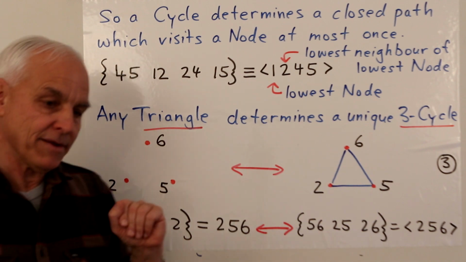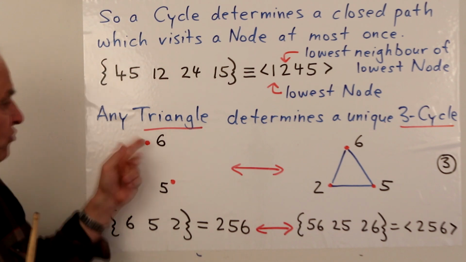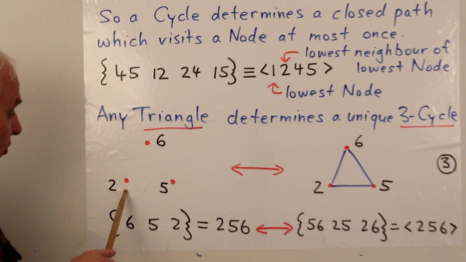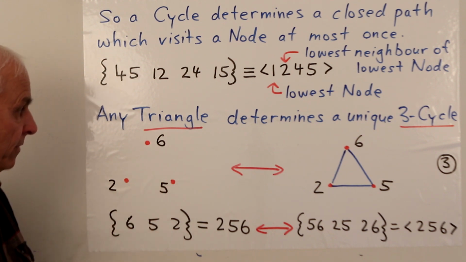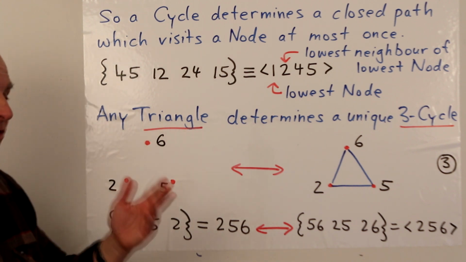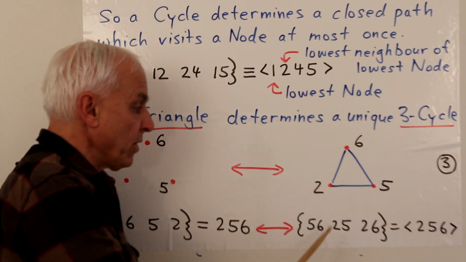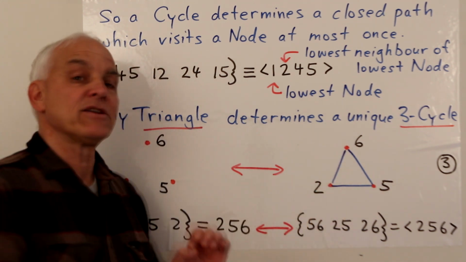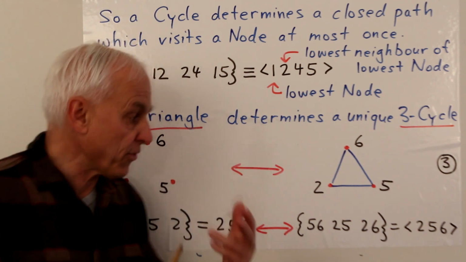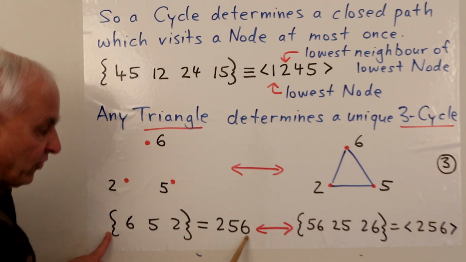Okay, now let's look at some interesting smaller cases. How about a triangle? If we have a triangle, which is a 3 set of nodes, for example, 2, 6, and 5, we claim that determines a unique 3 cycle. A 3 cycle is a cycle with 3 elements. Here it is. We connect 2 and 5, we connect 5 and 6, we connect 6 and 2. In fact, we connect all 3 nodes. So there are 3 edges. So here's the triangle whose short form is 2, 5, 6.